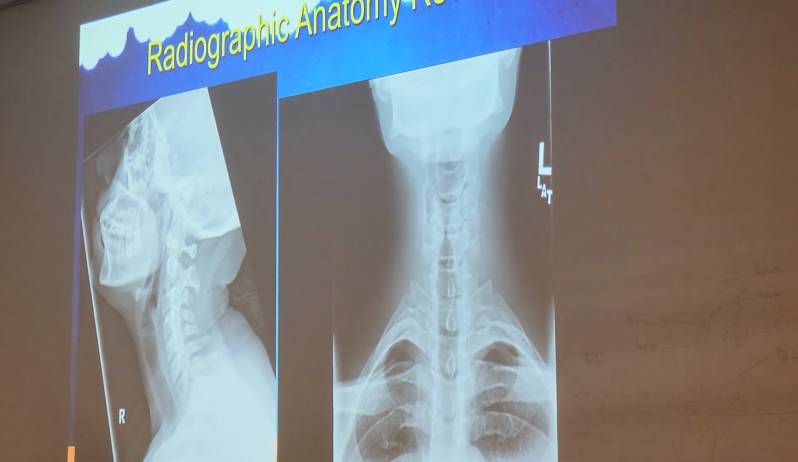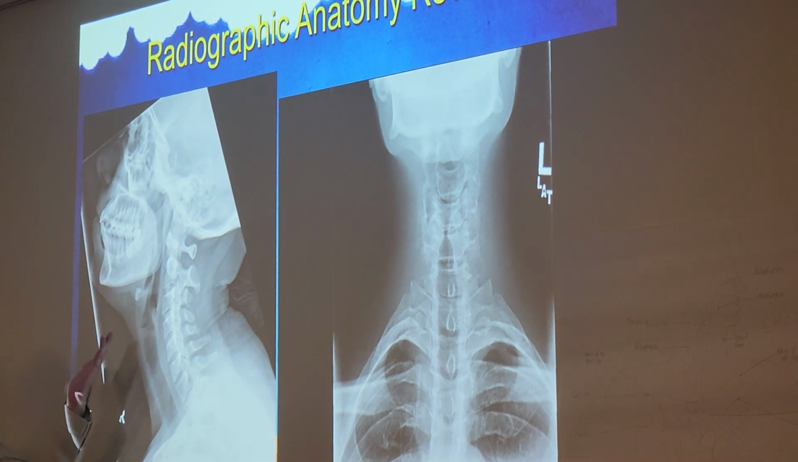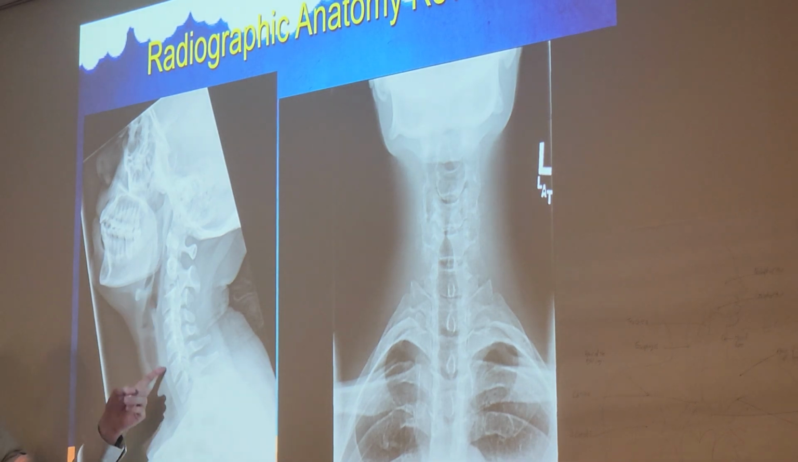Just making sure. Can you see the esophagus on this? You cannot. But it would be where? Would it be in front of or in back? Posterior. It would be behind, right back here, correct?